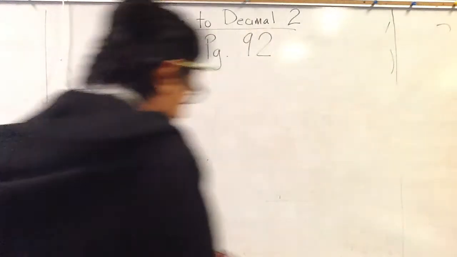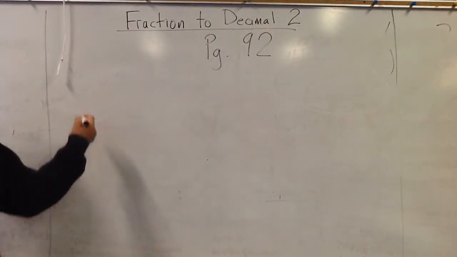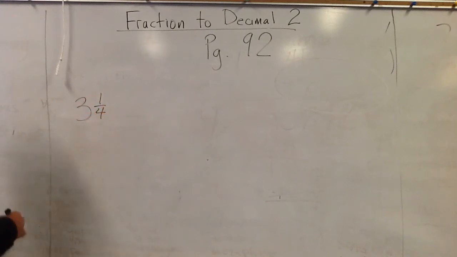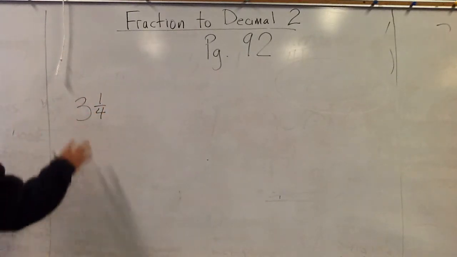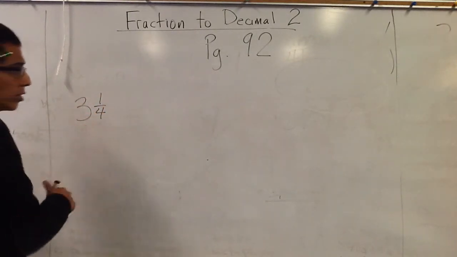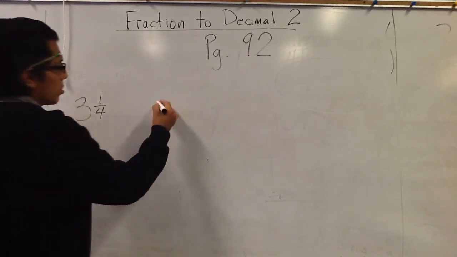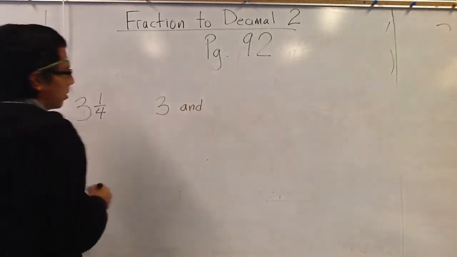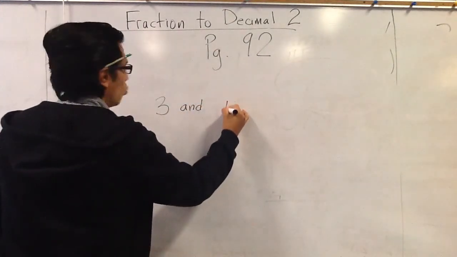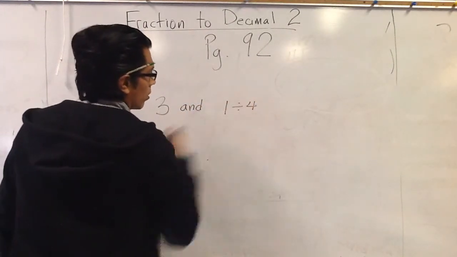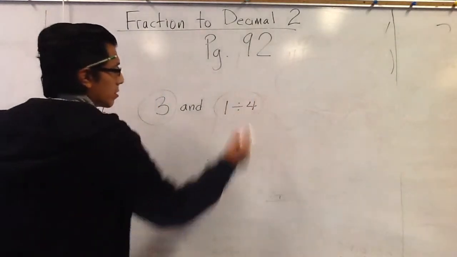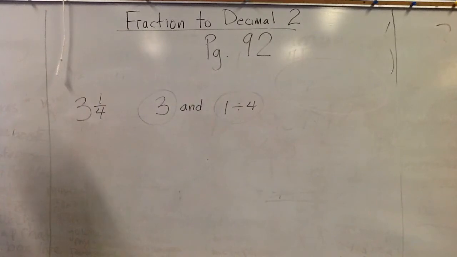How about a whole number? Excuse me. What if we have a mixed number? What if we have 3 and 1/4? Well, we already kind of talked about this. This is the whole number. So in a sense, this is really 3 and 1 divided by 4. Okay, this is our whole number. So really all we're working with is this. Okay? That's what we're working with.